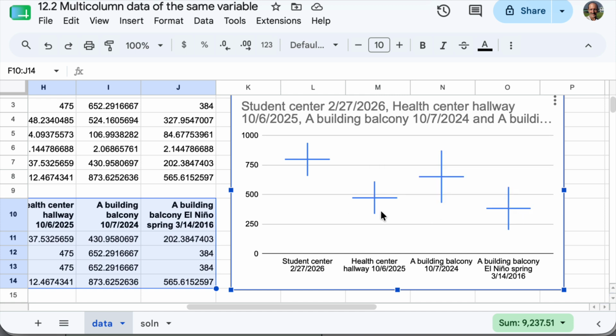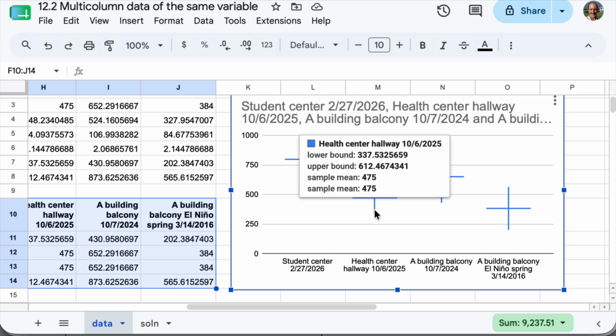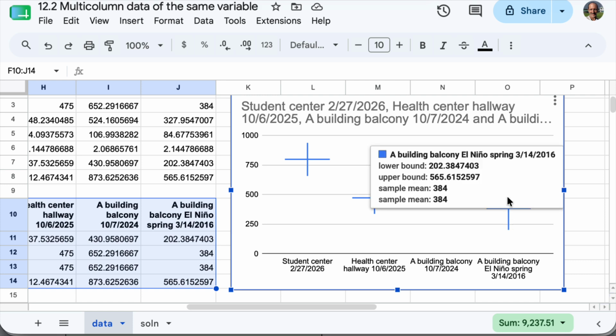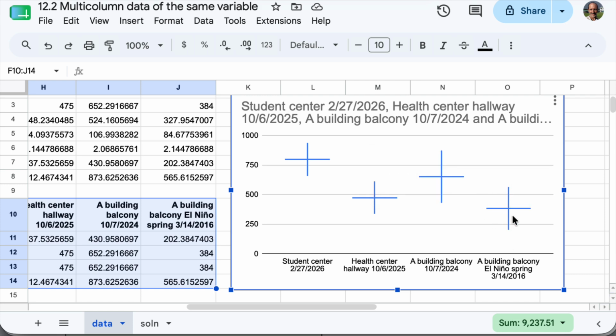Again, you have to look horizontally and come across, and you can see that the bottom of the health center hallway cuts right into this point below the mean of the A building balcony on an El Nino spring, when the wind pushed the planes back towards the building. That's why this is lower down.